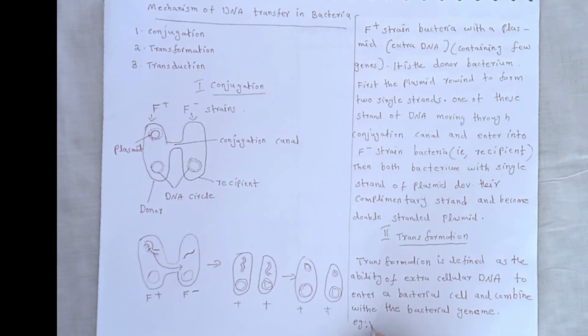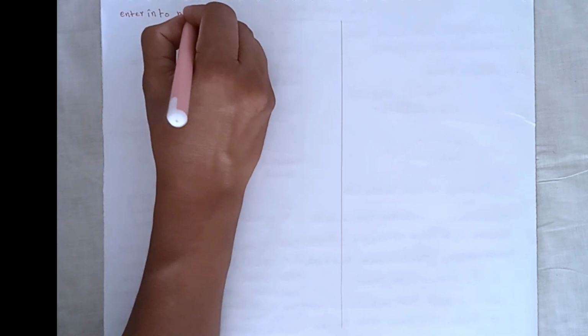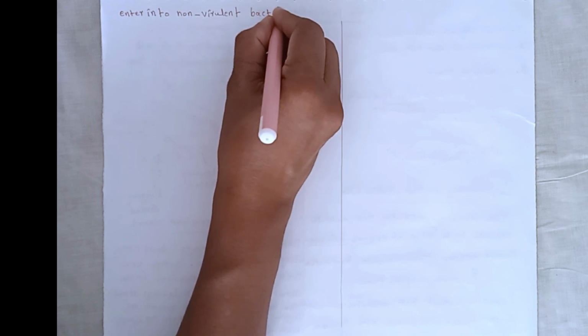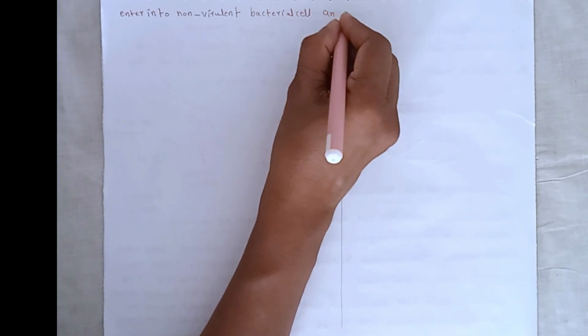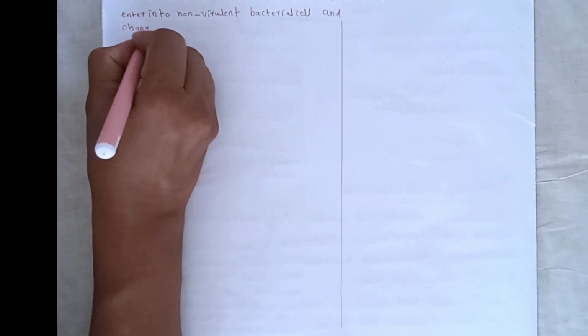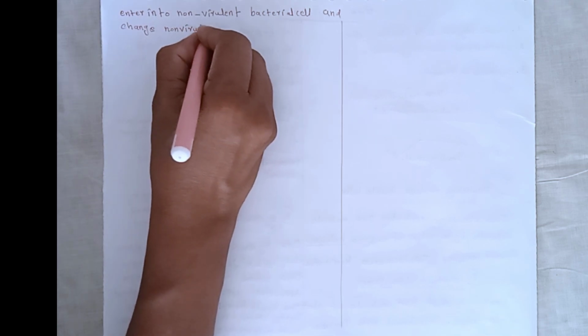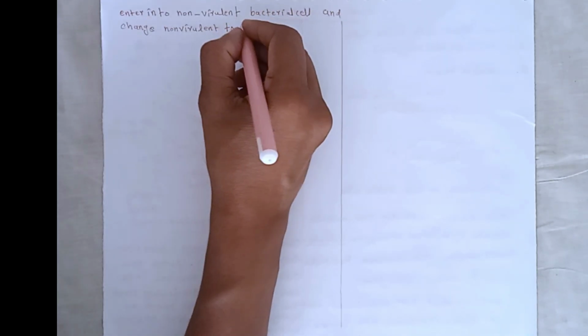Example, virulent Streptococcus DNA enter into non-virulent, that is rough coated, non-virulent bacterial cell and change non-virulent to virulent bacteria.